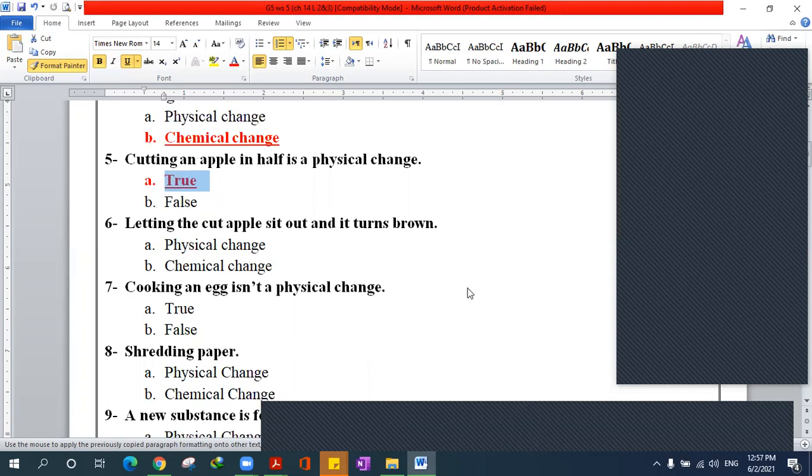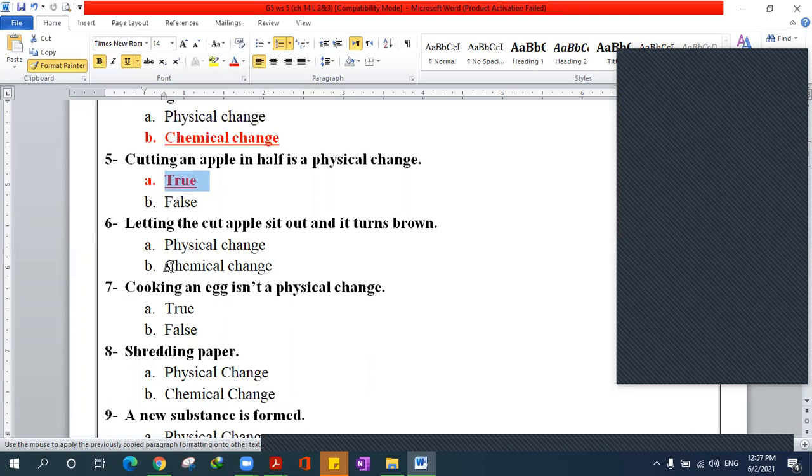Letting the cut apple sit out and it turns brown. Chemical change. Well done.